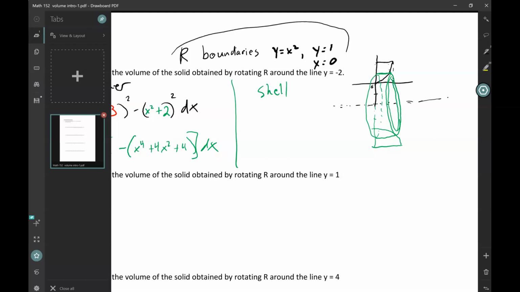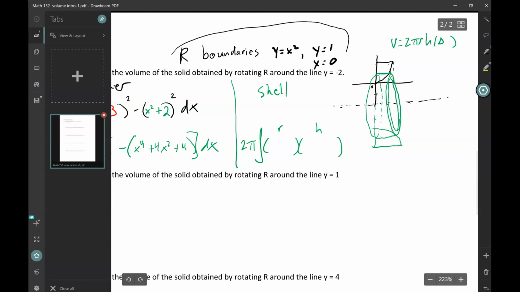Okay, so in this case, we know that we're going to use the shell method, so we're using 2 pi. Remember we said that the volume was 2 pi r h by a little change in something, x or y. So I'm going to set up my integral like this. I'm going to put the 2 pi on the outside because that's a constant. Then I need something for the radius and something for the height. Here's my radius, here's my height.